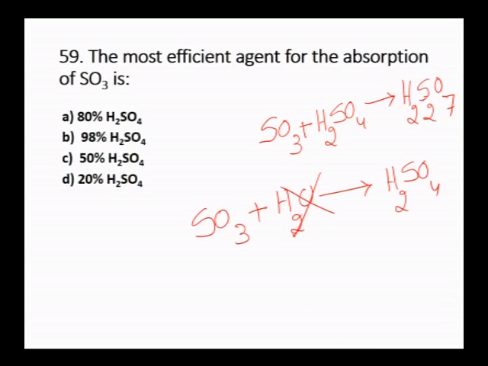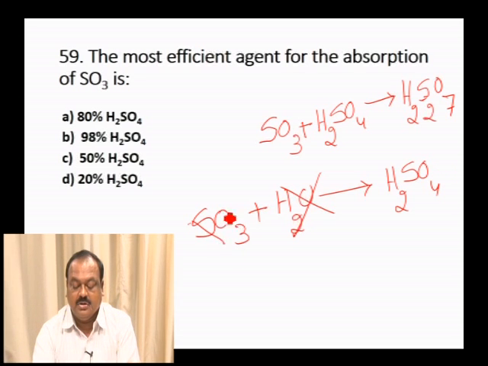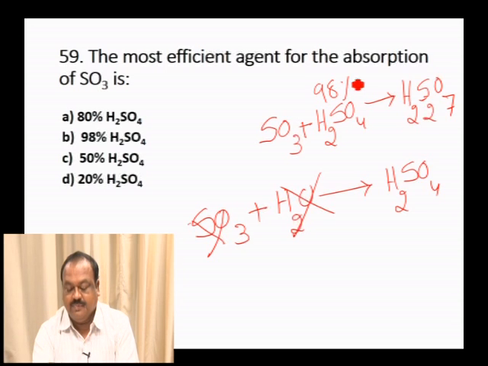The reason is this reaction is highly exothermic and it is not under our control to get sulphuric acid. Hence, it is passed through 98% sulphuric acid. Then it forms oleum, H2S2O7, an oil-like liquid called oleum.